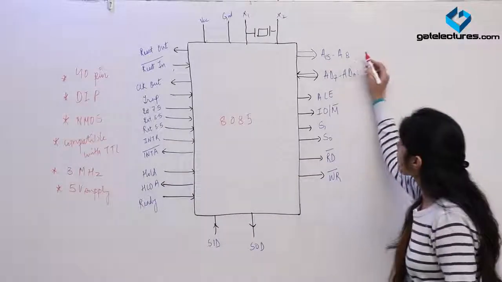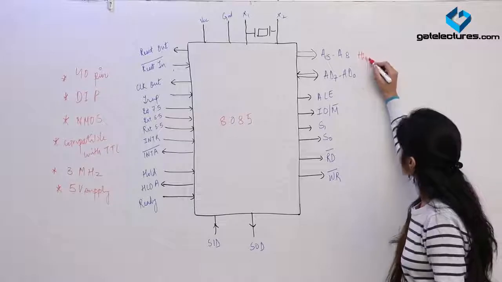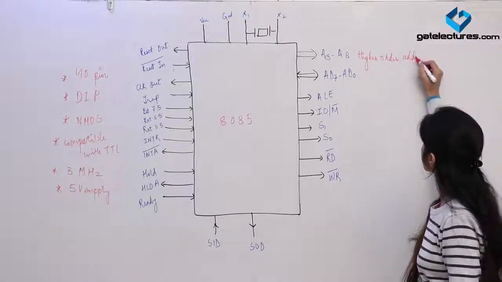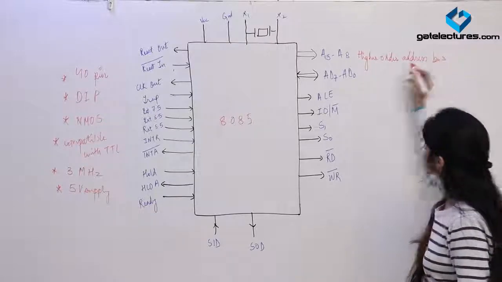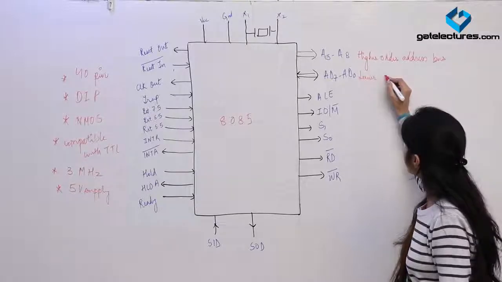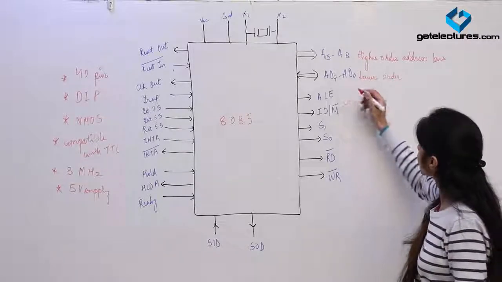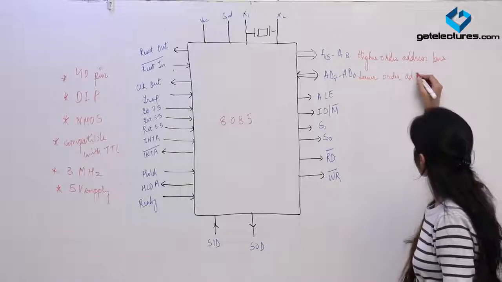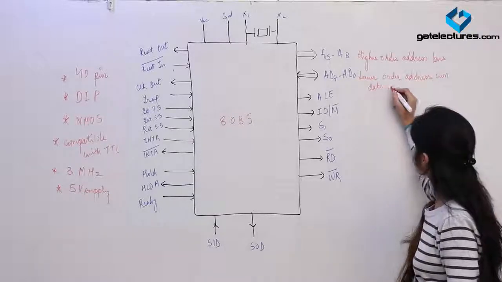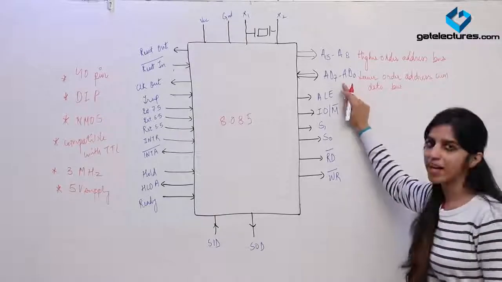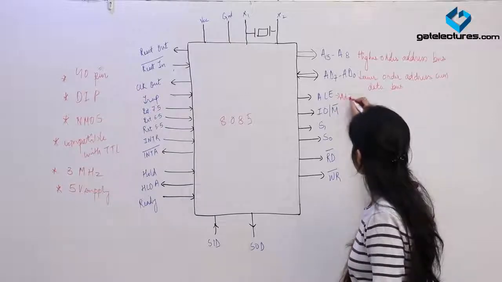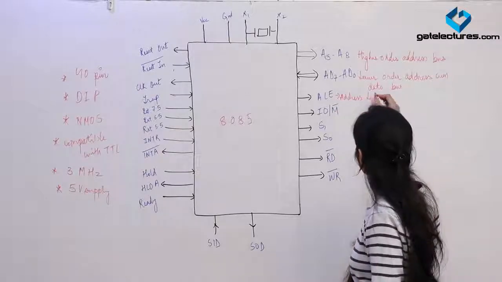This A15 to A8 is higher order address bus. We already talked about address bus, right? So these 8 pins represent the higher order address bus. This is lower order AD7 to AD0. This is lower order address come data bus. This is a multiplexed bus. This is going to act as address bus as well as data bus. This is address latch enable.